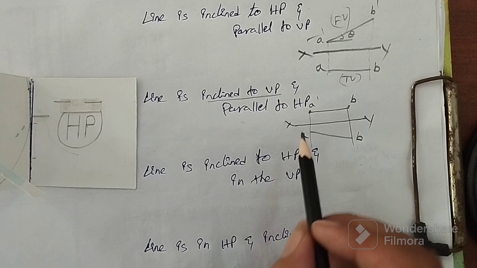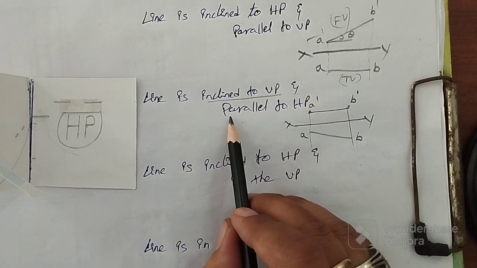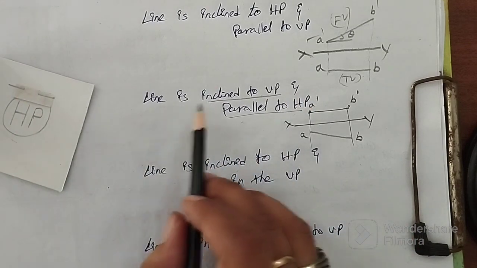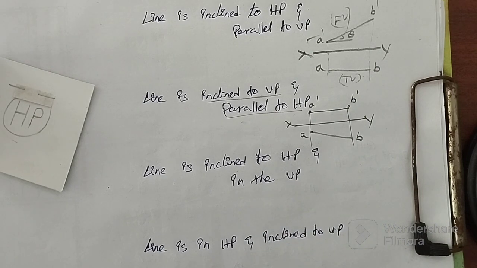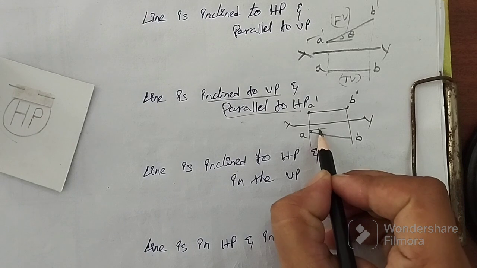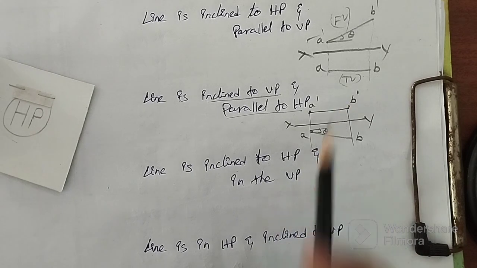You could see that this line A dash and B dash are parallel to HP and the line is inclined to VP. So this A and B are inclined to VP, to a certain angle, theta. So in the question, they will mention this theta.